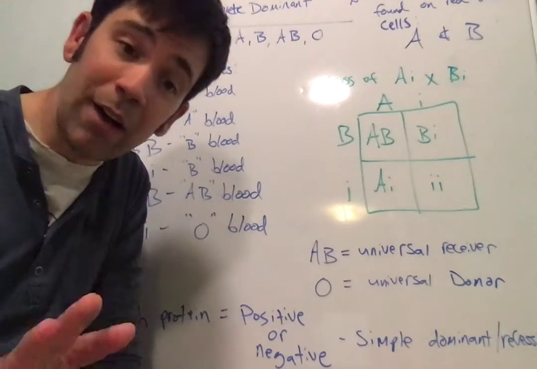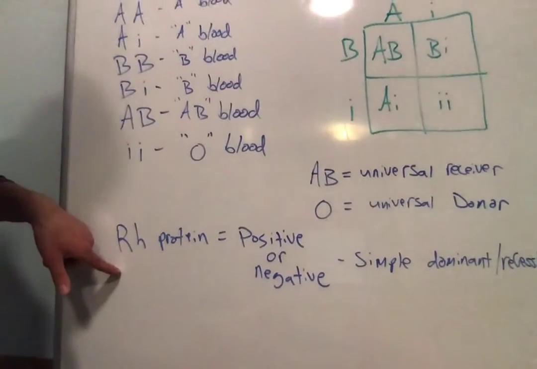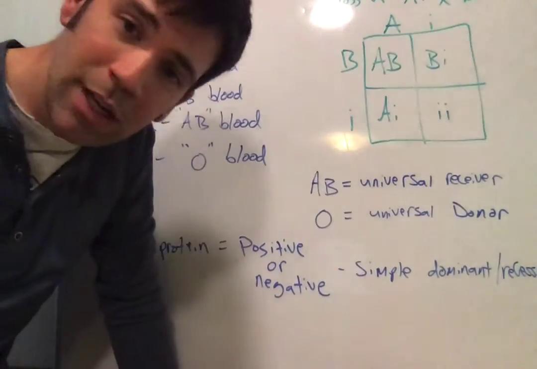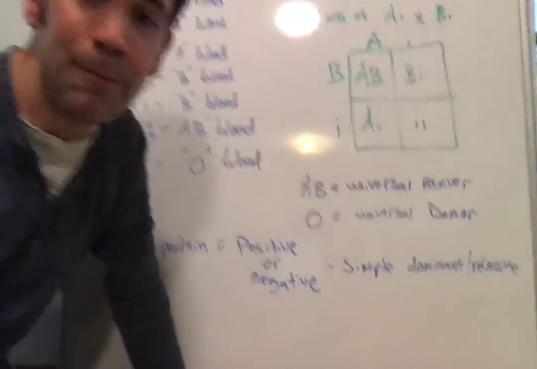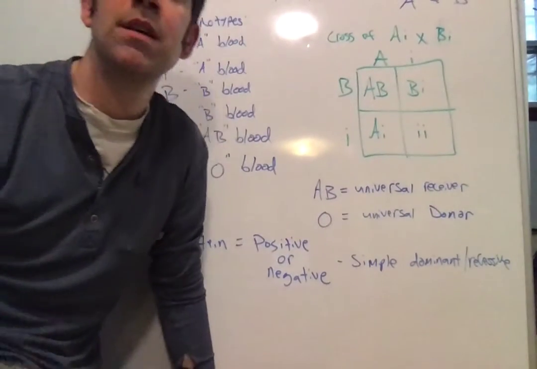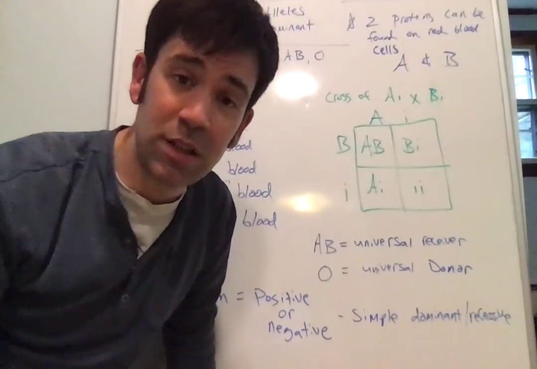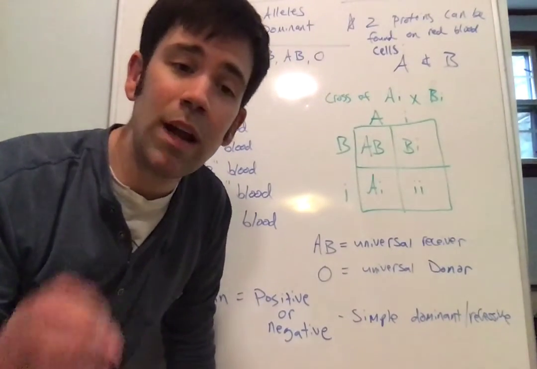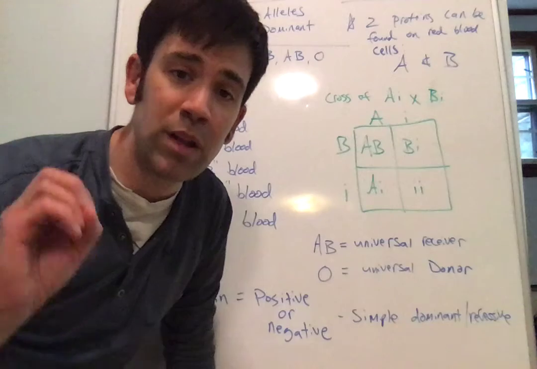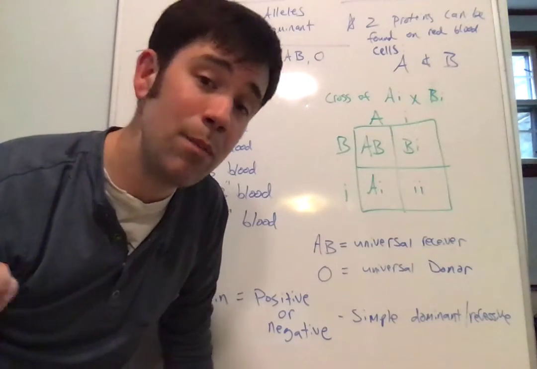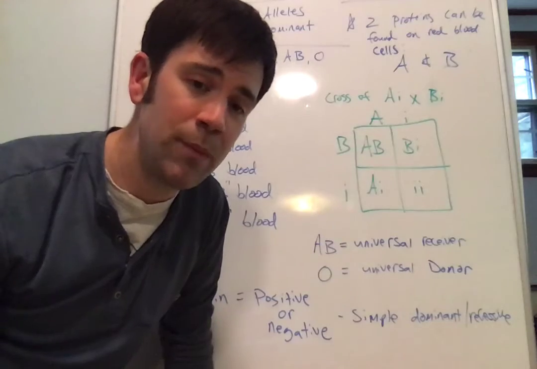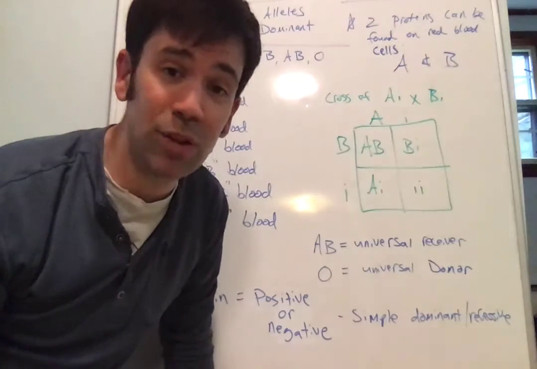All right, final thing, the Rh protein. Rh refers to the rhesus monkey. You might have heard of those. That's where this protein was originally discovered. And the Rh protein is what determines whether blood is positive or negative. And this is less important than blood type when giving a transfusion. But basically, it's simple, dominant, or recessive.